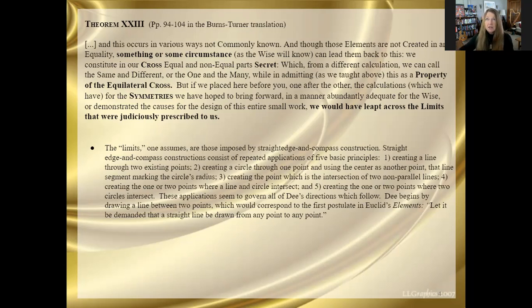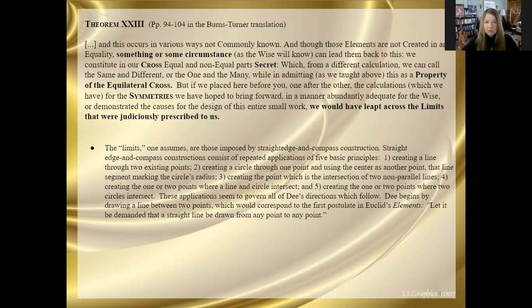So you are contemplating on perfect forms and then demonstrating the fruit of your contemplation by the proofs you're doing with compass and straight edge, which you can also then sometimes in some situations mentally flip into 3D. So there are five basic principles here. The first is you create a line through two existing points. The second, you create a circle through one point and use the center as another point, that line segment marking the circle's radius. The third is to create a point which is the intersection of two non-parallel lines. Fourth is creating one or two points where a line and circle intersect. The fifth is creating one or two points where two circles intersect.